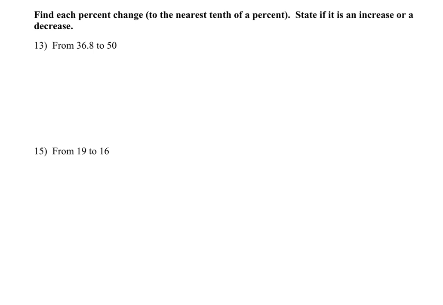So in this case, the first thing I need to find is the numerator. You can subtract any direction. So I can just say 50 minus 36.8. What do I do when I get that for my numerator? What's my numerator going to be there? 13.2. So then what is my denominator?